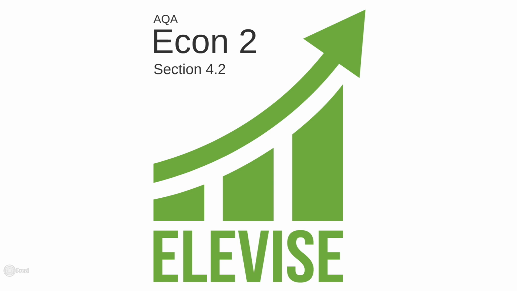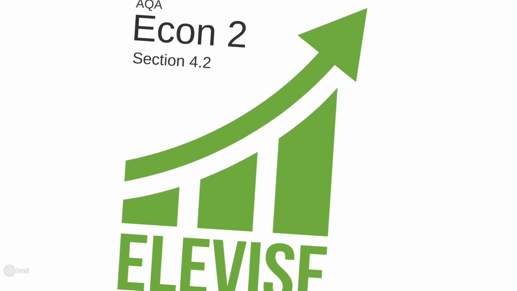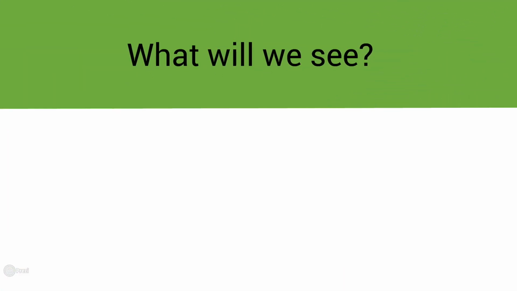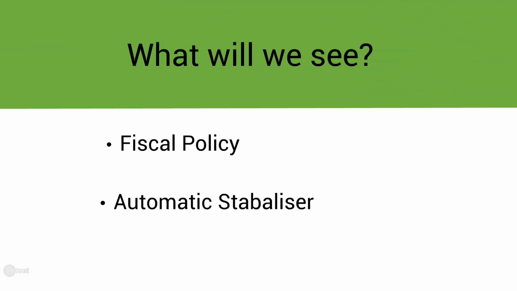Hi, and welcome to section 4.2 for Econ 2 on the AQA exam board. Today we'll be looking at fiscal policy, the automatic stabiliser, and the effects that fiscal policy has on aggregate supply.